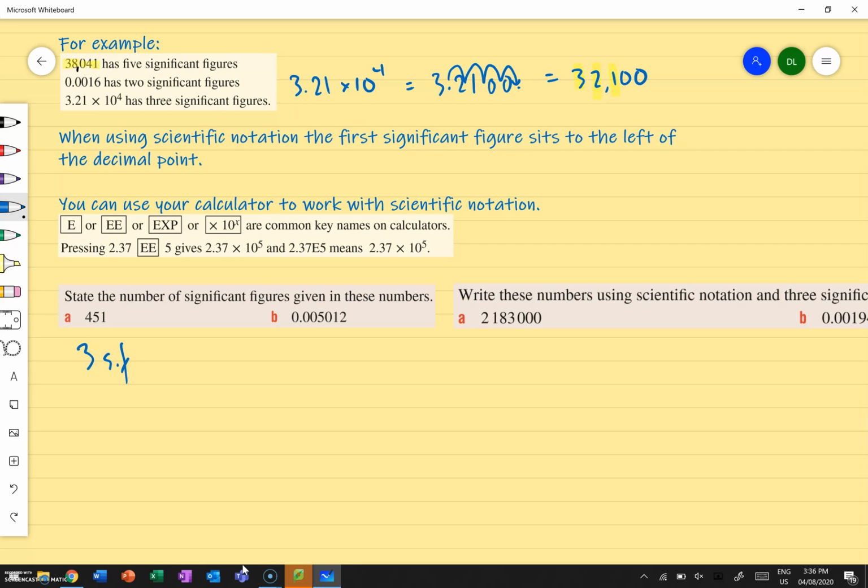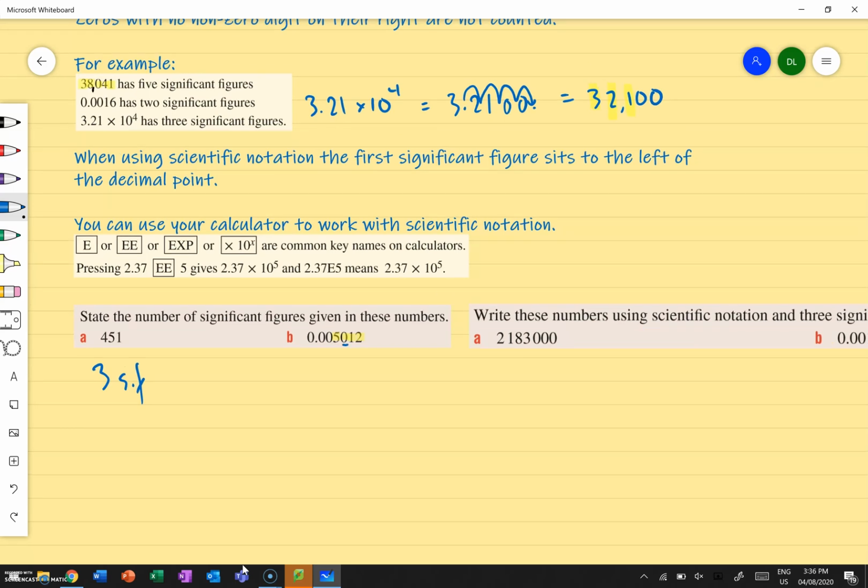Okay, let's go with 0.005012. I'm going with my first non-zero digit, which is my 5, and then I've got 012. Just to reiterate, I am including this 0 right here because it's in the middle of my other values. These ones here aren't significant because they're on the very far left, or if I had 000 here, they would not be significant either. Okay, so I have 4 significant figures.